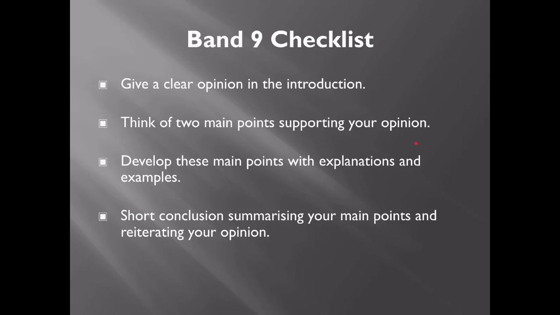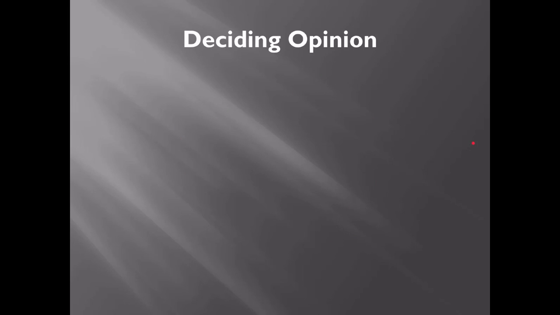And it is very simple. In the introduction, say whether you agree or disagree. Think of 2 main ideas to support that position. Develop those main ideas with explanations and examples, and then make your opinion very clear again in the conclusion and state your main points again, summarize your main points. This is the overall summary of what you need to do, but we'll look at it in a little bit more detail, of course, in this lesson.